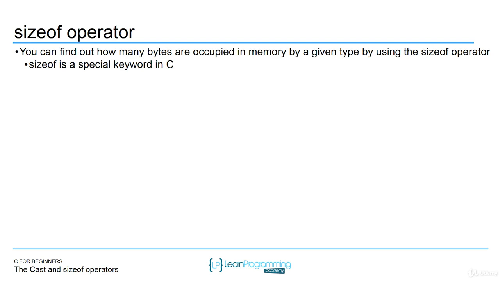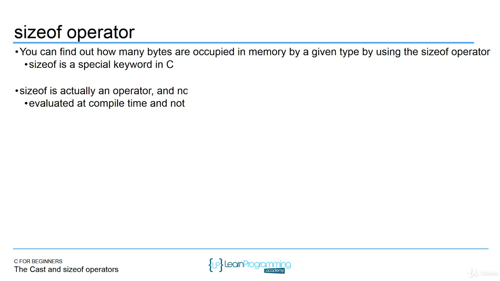Remember that depending on the system that you're running, the platform, the operating system, the architecture of the computer, the hardware, different data types are going to be represented in memory with different sizes. For example, an int might be 4 bytes on one system, 8 in another. So what you can do is use the sizeof operator, a special keyword, an operator in C, and you can pass in a data type and it will tell you how many bytes it's using in memory.